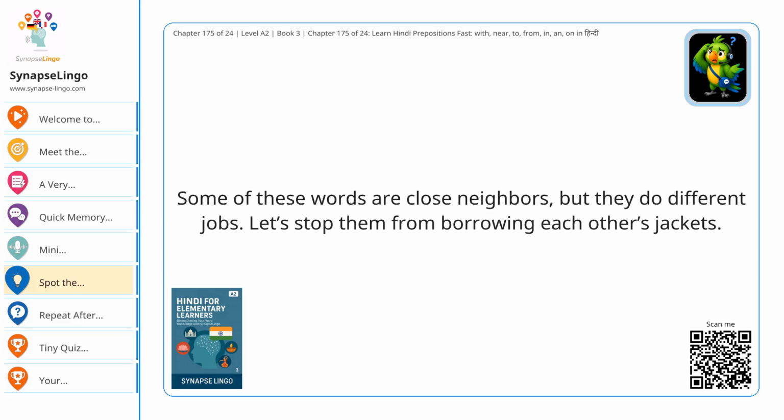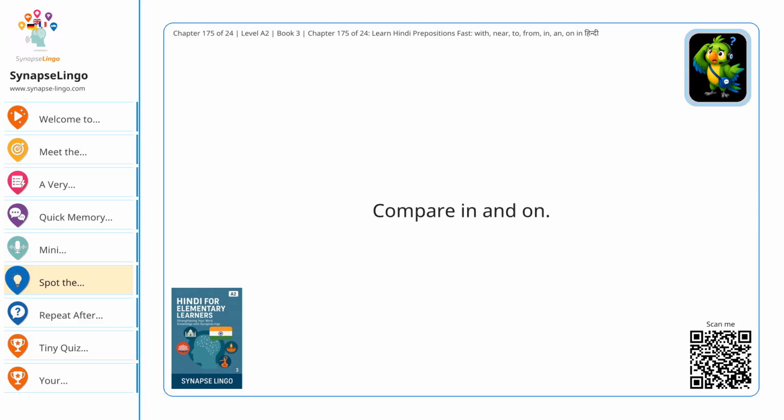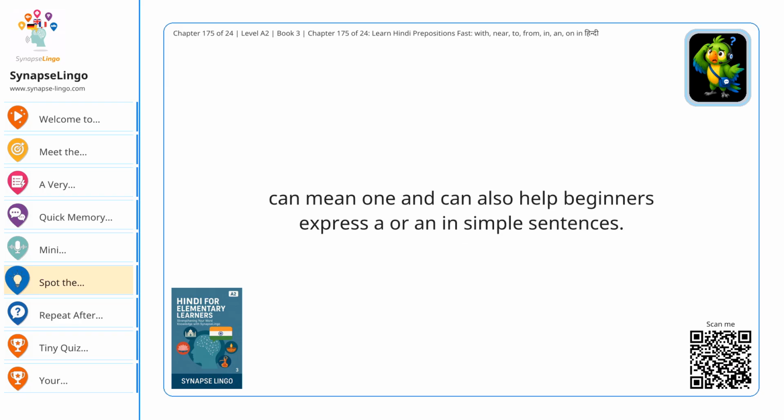Spot the difference. Some of these words are close neighbors, but they do different jobs. Let's stop them from borrowing each other's jackets. Compare in and on. में means in, inside something. पर means on the surface. Compare to and from. को often points toward. से points away from or marks origin. Compare with and near. के साथ means with, together with someone or something. पास means near, close by. Remember that एक can mean one and can also help beginners express a or an in simple sentences.